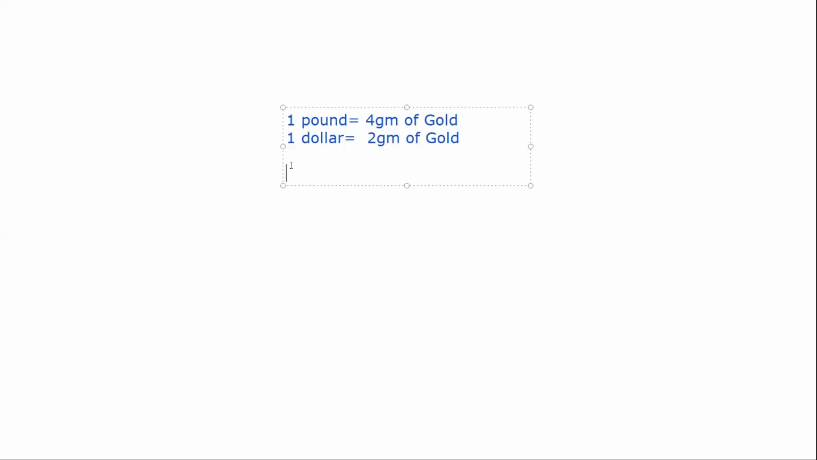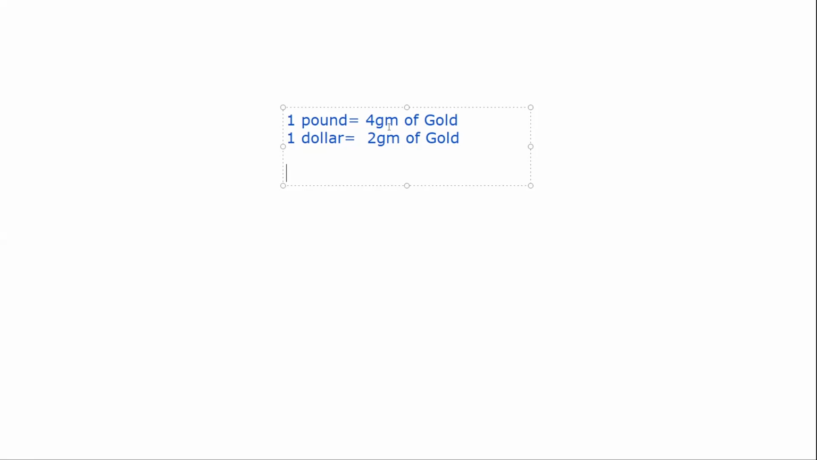Now let's take an example to understand this concept. We say that, let's say 1 pound is equal to 4 grams of gold and $1 is equal to 2 grams of gold. तो बेटा अगर मुझे बताना है कि डॉलर और पाउंड के बीच में क्या रिलेशन है, या $1 is equal to how many pounds or 1 pound is equal to how many dollars, how are we going to do it? We are going to say that, see, $1 is equal to 2 grams of gold.